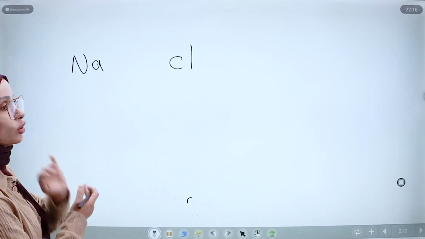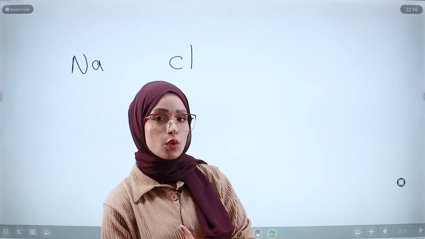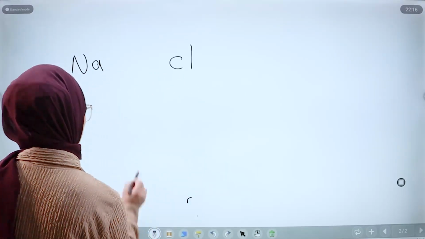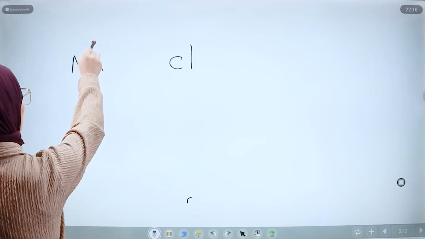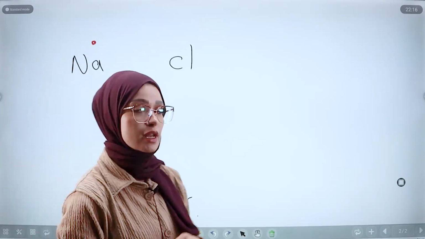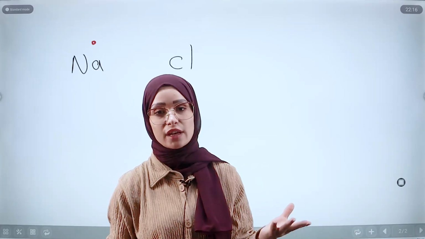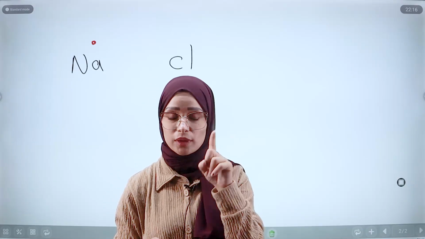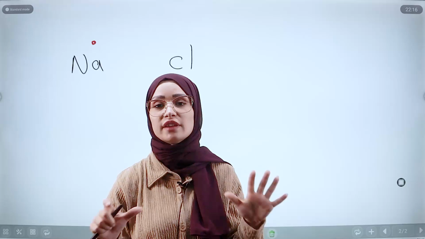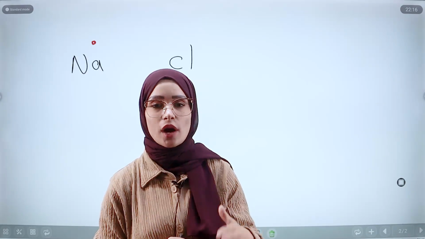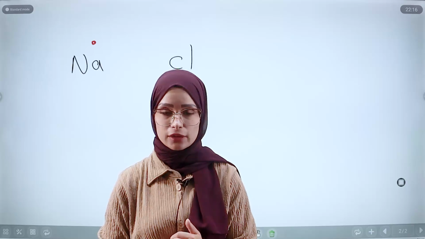Now, the sodium is in group number 1. In this state, we only draw the valence electrons, which means the electrons in the last orbital. So I have only 1 electron here. Chlorine is in group number 7. So I only draw the electrons in the last orbital, which are 7 electrons. But please focus, how do I draw the 7 electrons? Based on Lewis dot structure that we are going to explain a few minutes later.